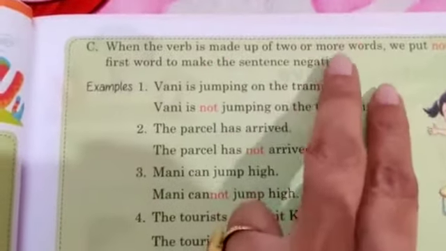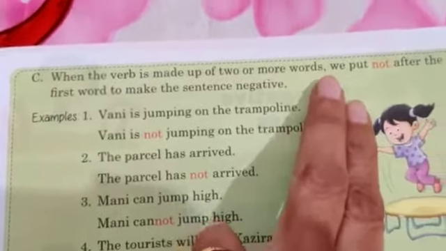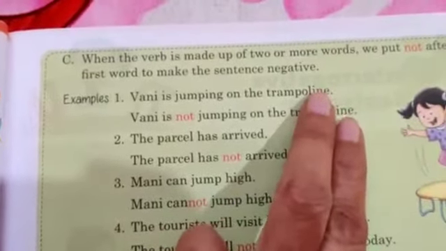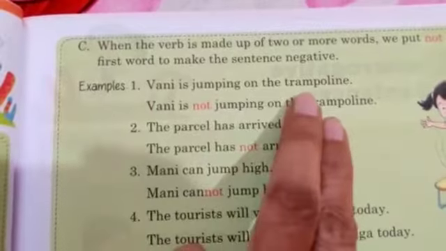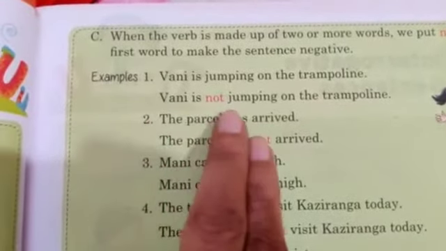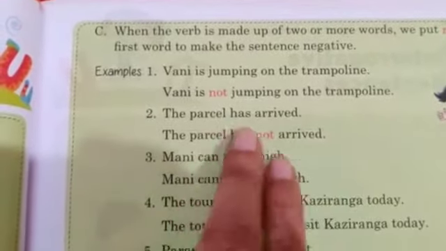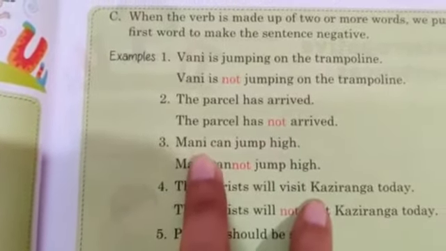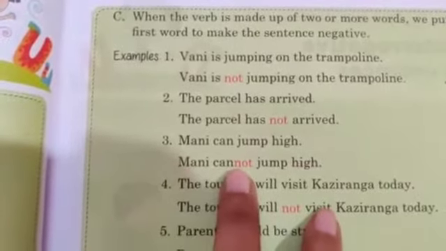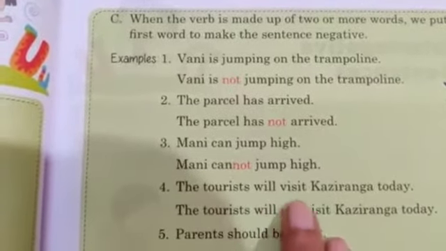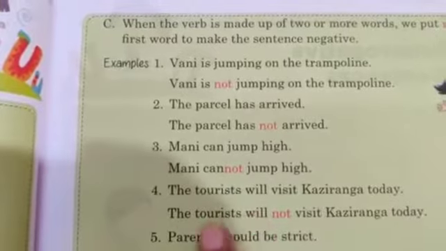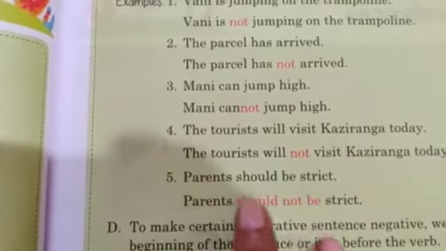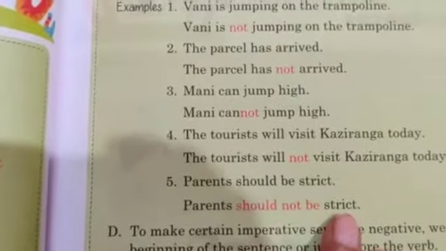When the verb is made up of two or more words, we put not after the first word to make the sentences negative. Vani is jumping on the trampoline. Vani is not jumping on the trampoline. The parcel has arrived. The parcel has not arrived. Money can jump high. Money cannot jump high. The tourists will visit Kaziranga today. The tourists will not visit Kaziranga today. Parents should be strict. Parents should not be strict.